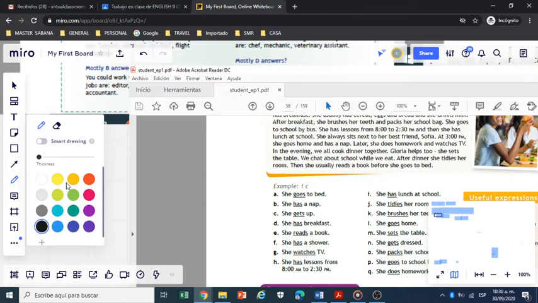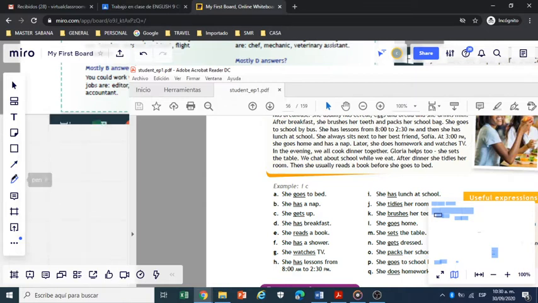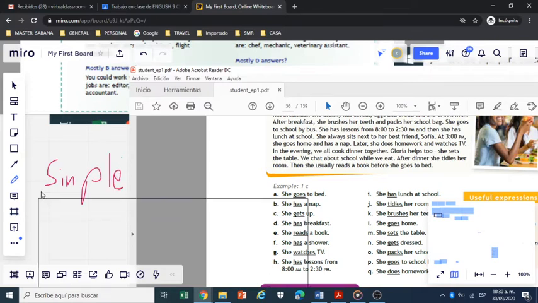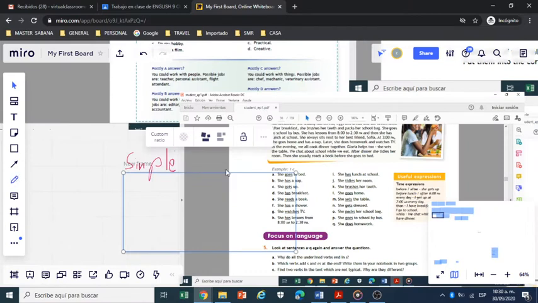In this activity, we are going to check the use of the simple present, third person. We are going to change the color because the color is not clear. Okay, simple present, third person.